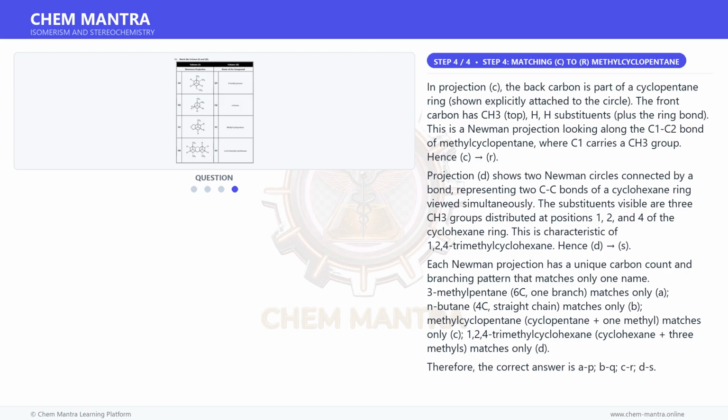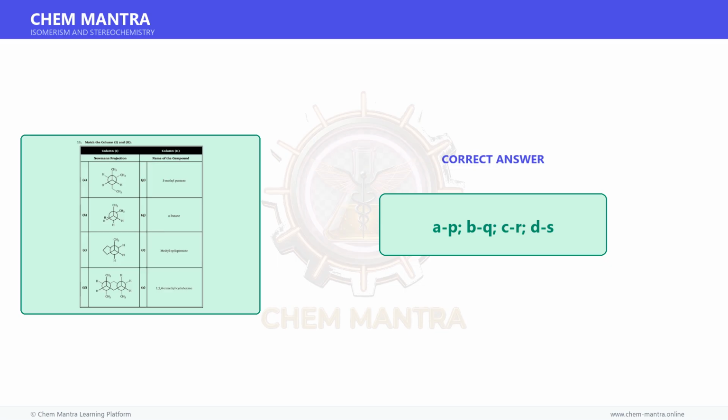3-methylpentane, 6C with 1 branch, matches only A. n-butane, 4C straight chain, matches only B. Methylcyclopentane, cyclopentane plus 1 methyl, matches only C. 1,2,4-trimethylcyclohexane, cyclohexane plus 3 methyls, matches only D. Therefore, the correct answer is A-P, B-Q, C-R, D-S. The correct answer is shown on screen.